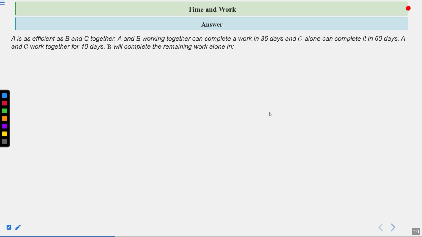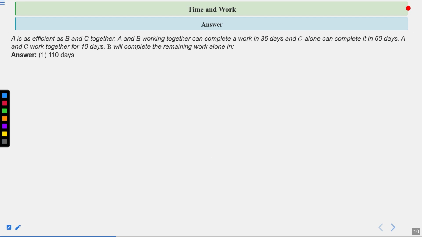So the question says that A is as efficient as B and C together. So we can say that the efficiency of A is equal to the efficiency of B and C together. It is also given that A and B working together can complete the work in 36 days, and C alone can complete the work in 60 days. So we take the LCM of 36 and 60. We let the LCM be the total work, and then we get the combined efficiency of A and B, and of C alone. Then we can calculate the answer to the question.